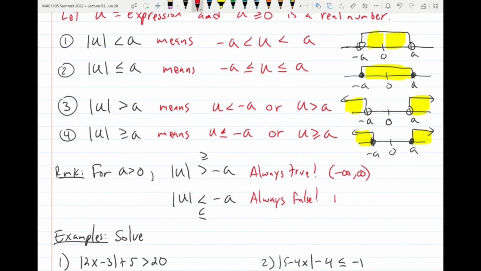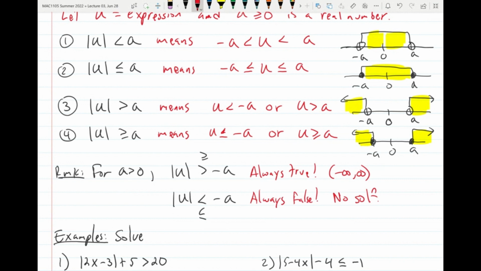It's always false, so it has no solution. Do you understand this? So this covers all the cases. Remember, these properties that I wrote up here assume that you have something positive over here, and then that's when you break it up. But if you have something negative, then just look at it. If it's greater than or greater than or equal to, the answer is all real numbers. If it's a less than, then no solution. Okay?